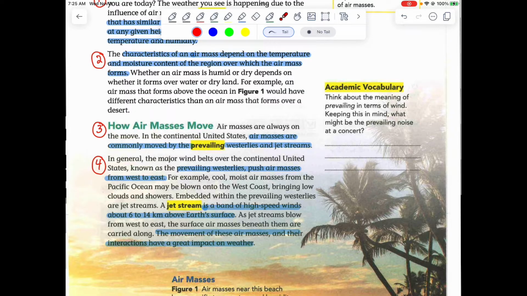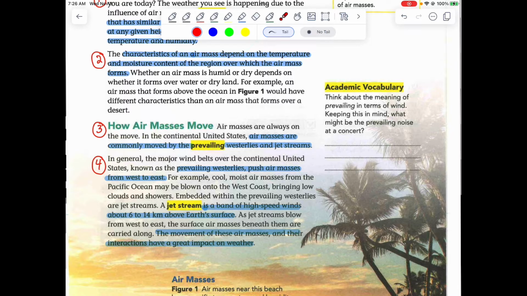Further down, it's again talking about how air masses move because it talks about the jet stream. So I highlighted that. It's a band of high-speed winds about 6 to 14 kilometers above Earth's surface. And then my final sentence says, the movement of these air masses and their interactions have a great impact on weather. So that's all tying back into the weather, and it's talking about how they move.